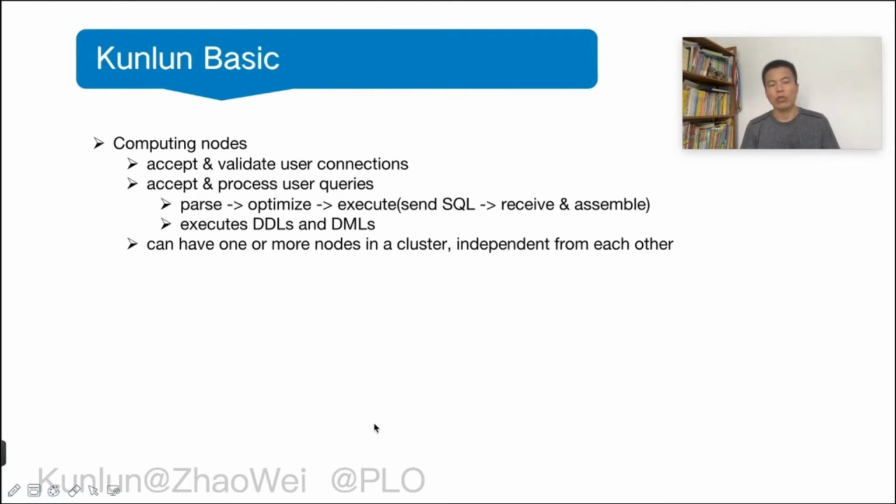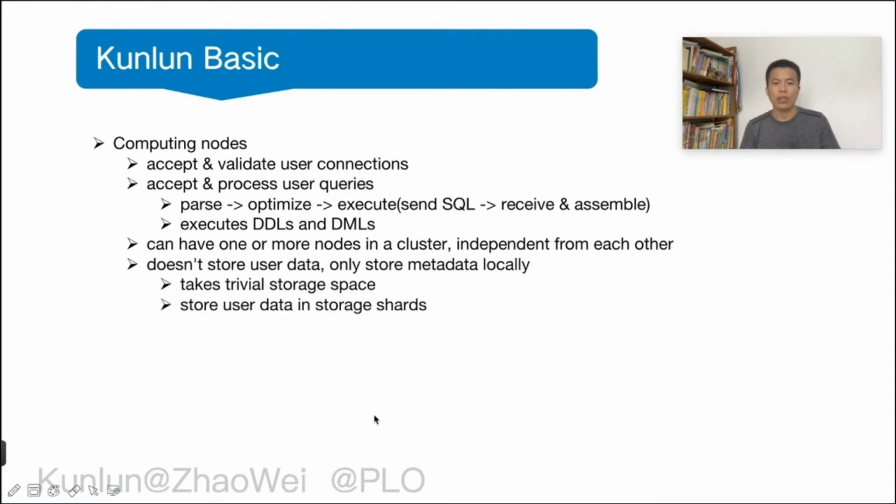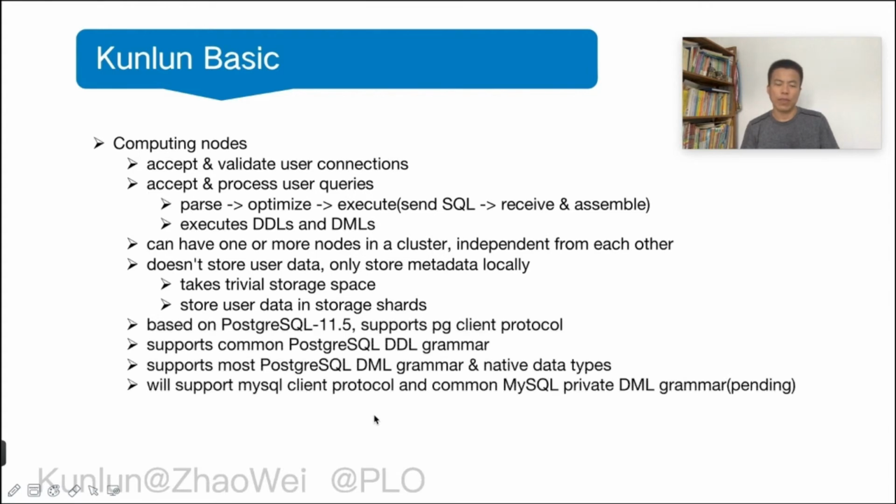In a Kunlun cluster, there can be one or more computing nodes. Each computing node is independent from others. Computing nodes don't store user data. They only store users' metadata locally. That means these nodes take trivial storage space. All user data are stored in storage shards.